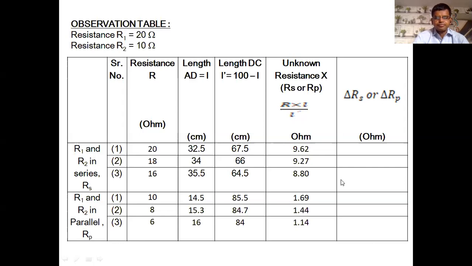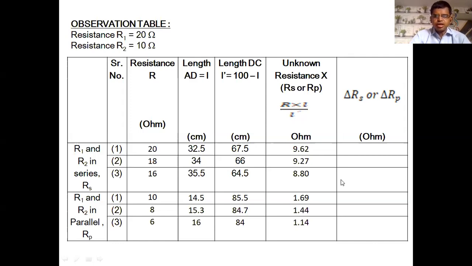Now RP. The same formula, R multiplied by L divided by L dash. So 10 multiplied by 14.5 divided by 85.5. So you get the answer 1.69. 8 multiplied by 15.3 divided by 84.7. So you get the answer 1.44. And 6 multiplied by 16 divided by 84. So the answer is 1.14.